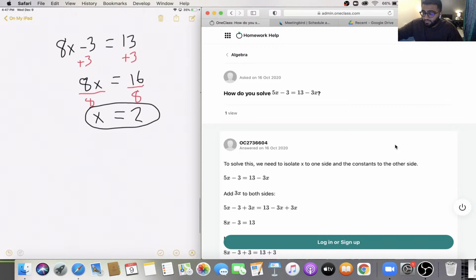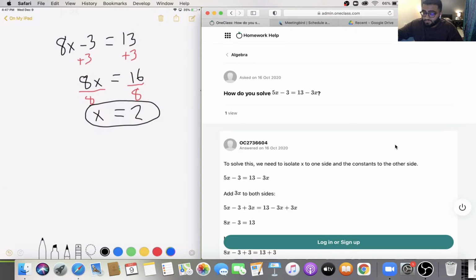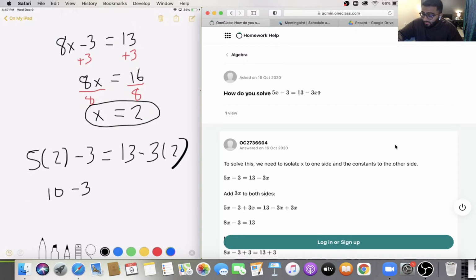Now we can plug that back into our original equation to see if that was correct. So x is now equal to 2, so 5 times 2 minus 3 equals 13 minus 3 times 2. 5 times 2 is 10, 10 minus 3 here, and 13 minus 3 times 2, which is 6, so 13 minus 6. So 10 minus 3 is equal to 7, 13 minus 6 is equal to 7, so our solution is correct.